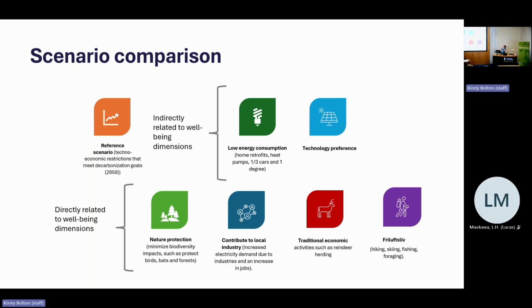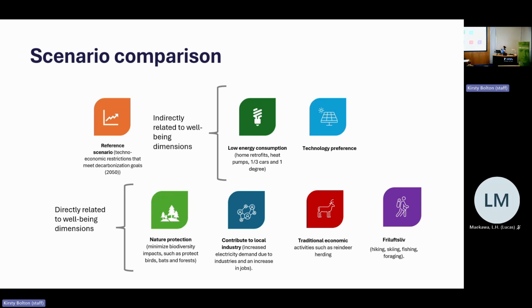The second one is technology preference. So people often talk about nuclear energy. So there's been a lot of lobbying towards small nuclear, so SMRs, and we're trying to also show what it would mean if we develop nuclear instead of onshore wind, because this has been really brought forward across the two municipalities that we worked with.